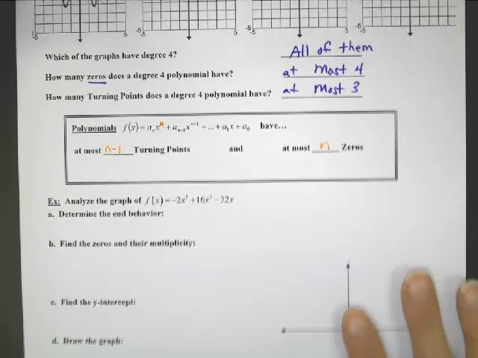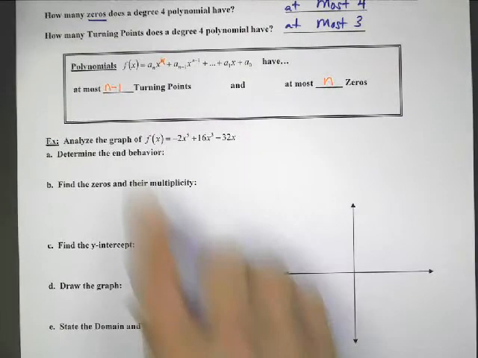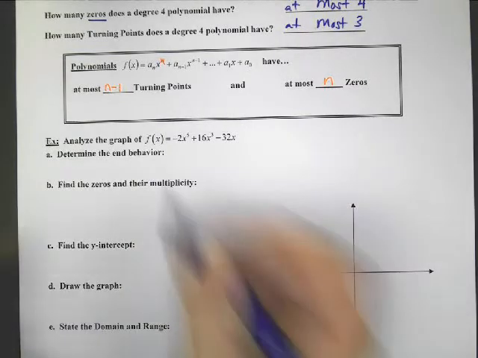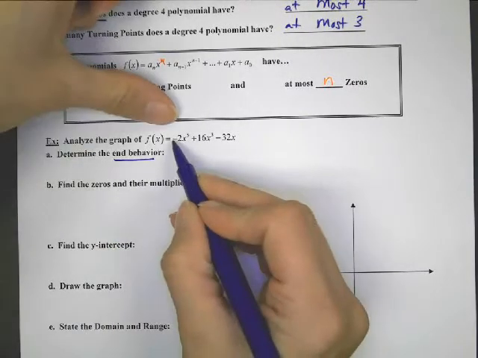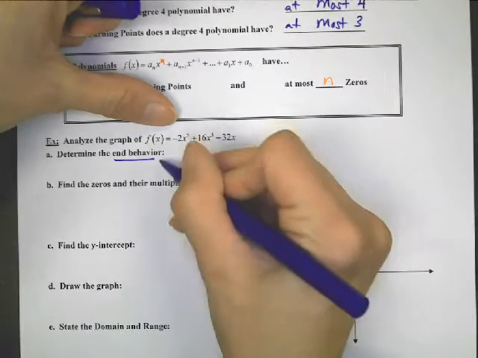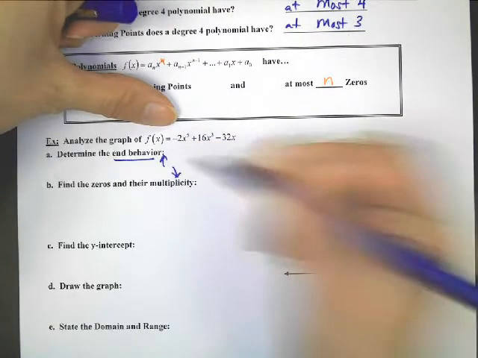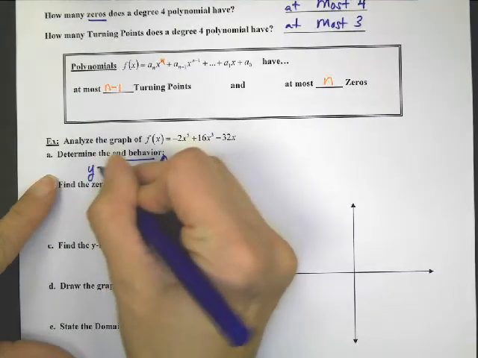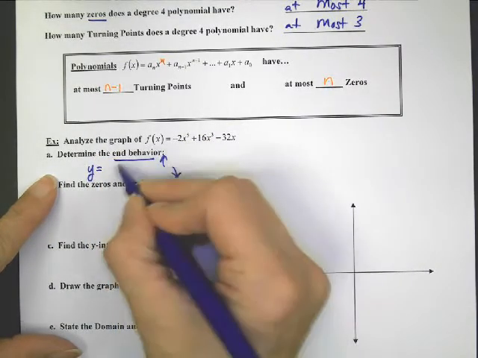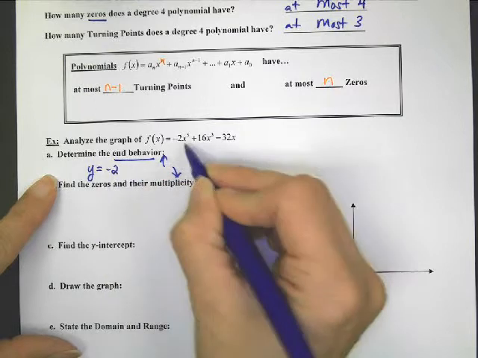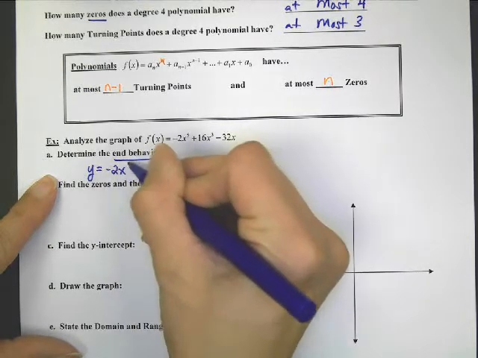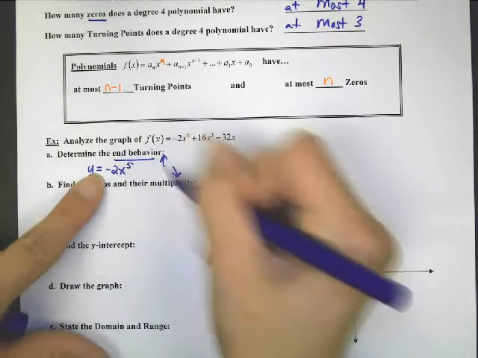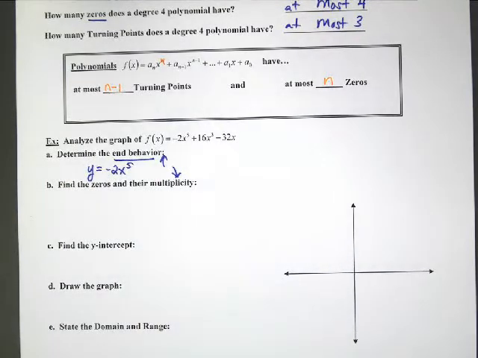All right, let's analyze this graph. So first of all, the end behavior. I'm looking at this negative x to the 5th, and I'm thinking that it goes like this, but that's not the answer you write on the answer line. We're going to say y equals negative 2, and then the highest degree is x to the 5th. So that's how the ends go, like a negative 2x to the 5th.